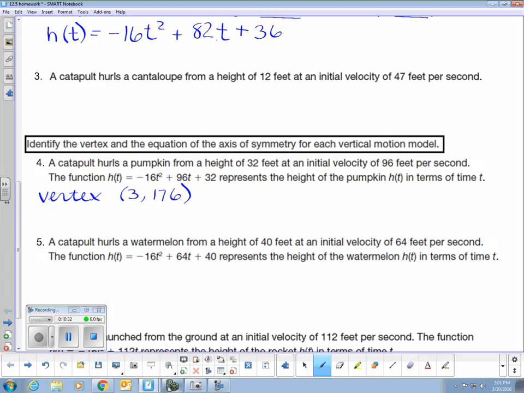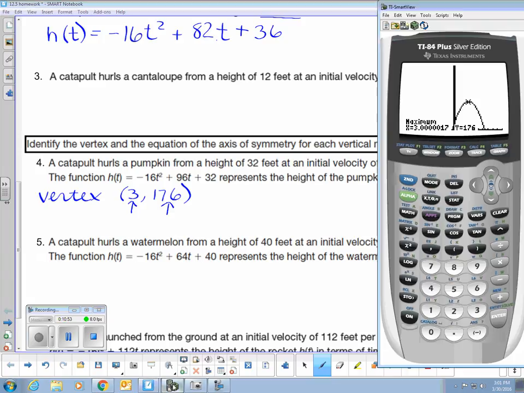Now what that means, although this problem is not asking me, is that at 3 seconds my catapult, my pumpkin, is at 176 feet in the air. That's the highest point, the maximum. And then I also need to find the axis of symmetry. Since the vertex is at 3, 176, my axis of symmetry is going to be x equals 3. The axis of symmetry has to go through the vertex.